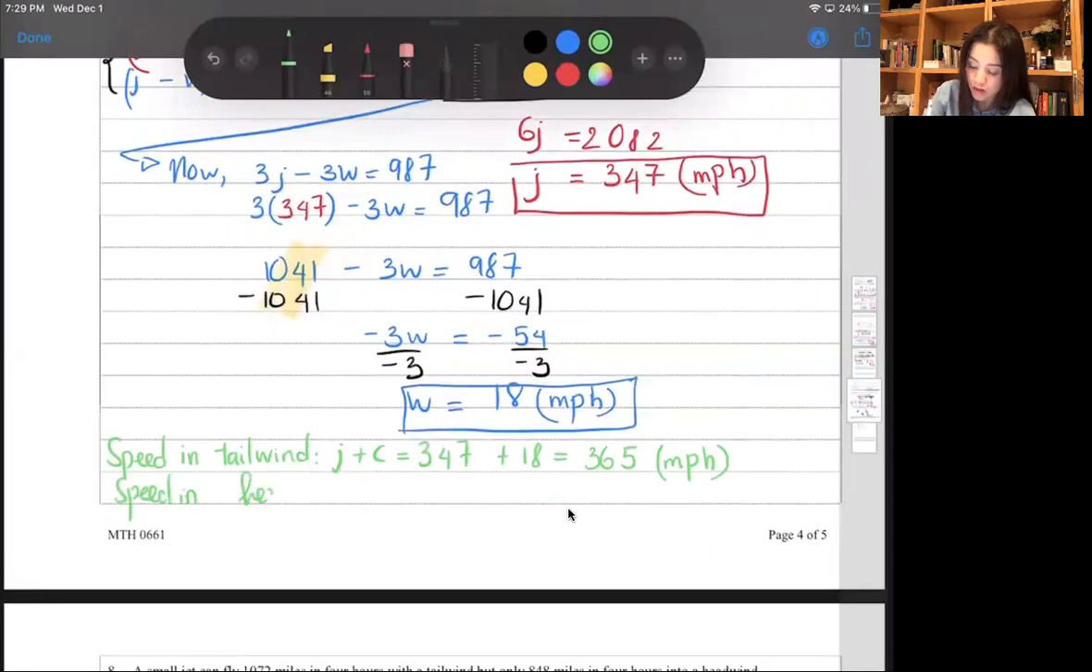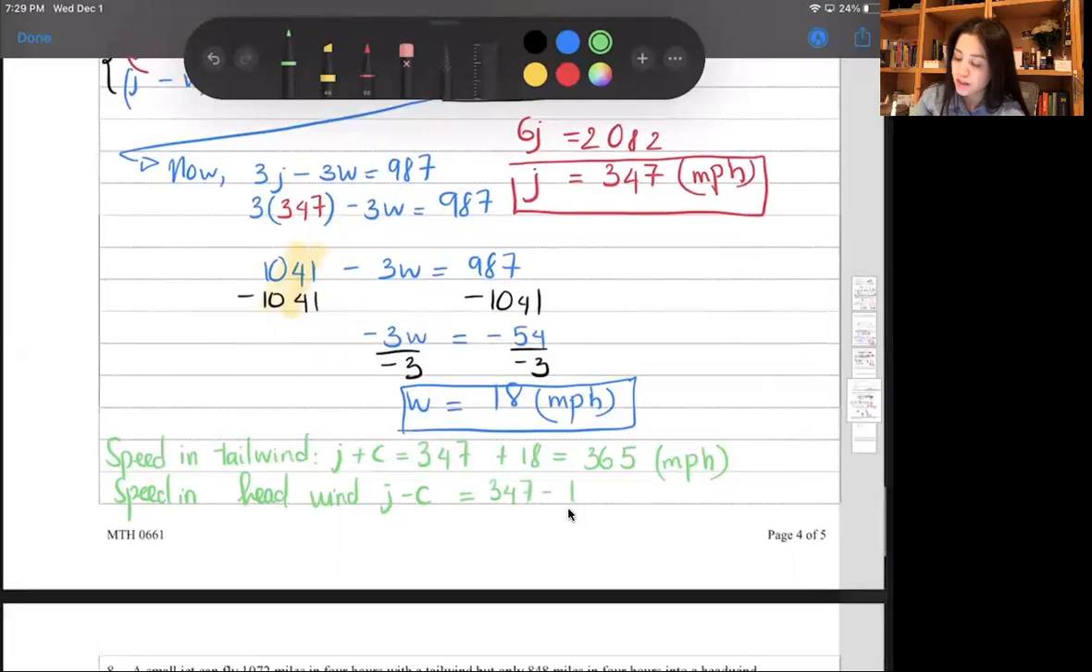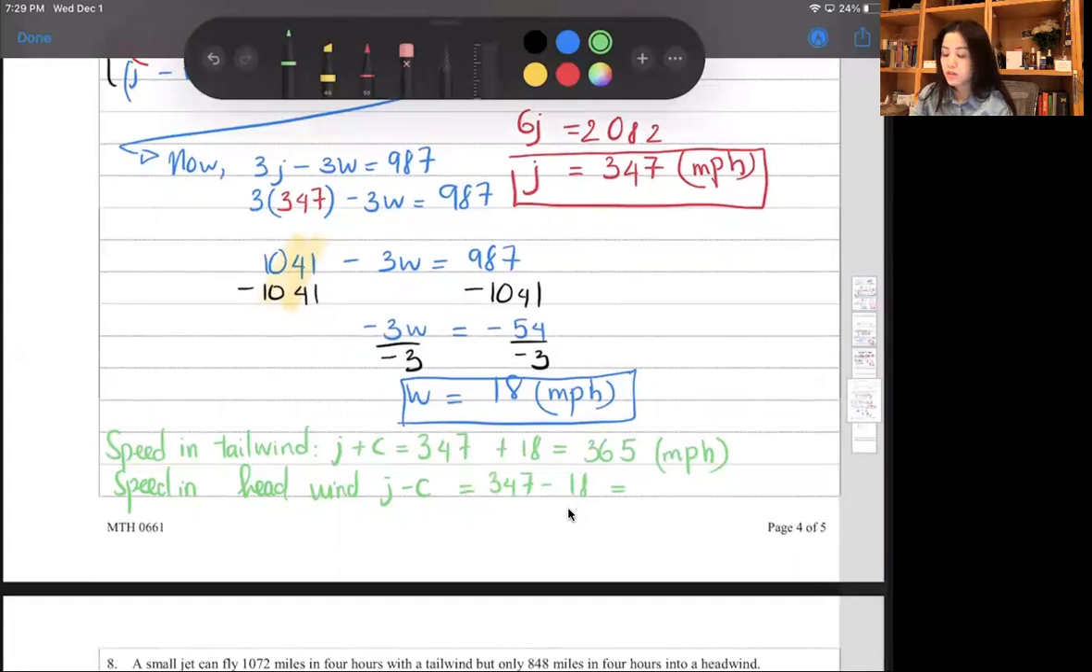and the speed in headwind is J minus C, which is 347 minus 18, which is 329 miles per hour.